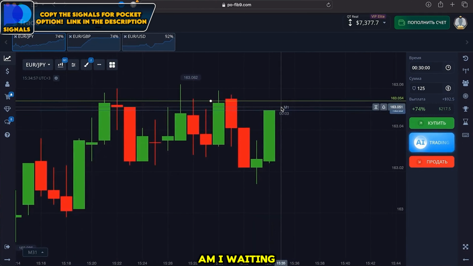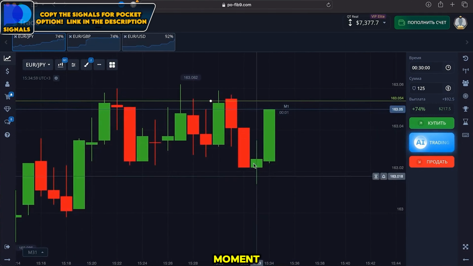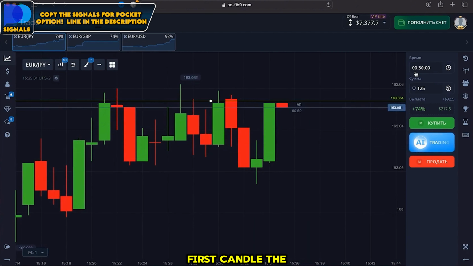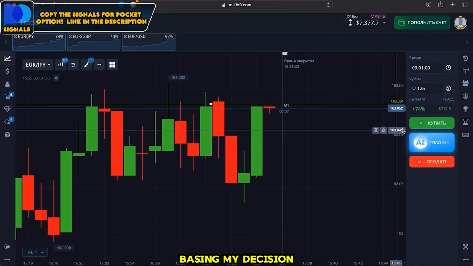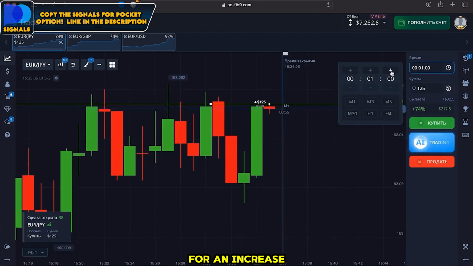And what moment am I waiting for here? I am waiting for such a moment. We have the first candle. The second is large. So I am basing my decision on 1 and 2 minutes for an increase. Because everything has approached our line again.